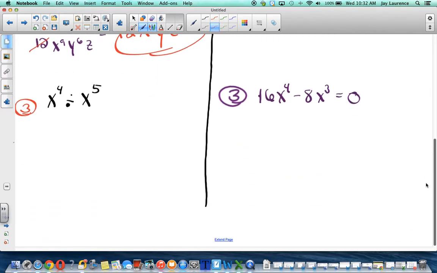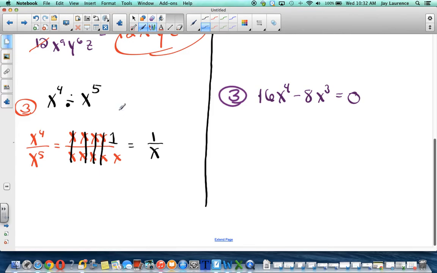Now number 3 might look kind of strange. I'm going to talk about it 2 ways. First, I'm going to do it using my fractions. And so, that's weird. Let me see. x to the 4th, and then over x to the 5th, right? And then boom, boom, boom, boom. There's a 1 left up here, isn't there? So my answer is 1 over x. Well, that's kind of weird. I've never seen that before.